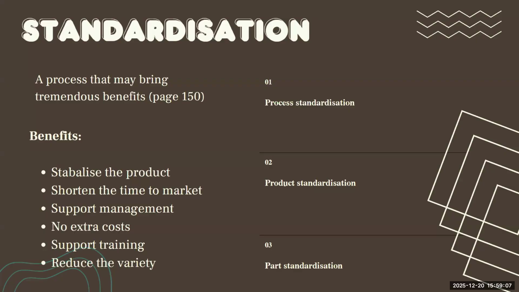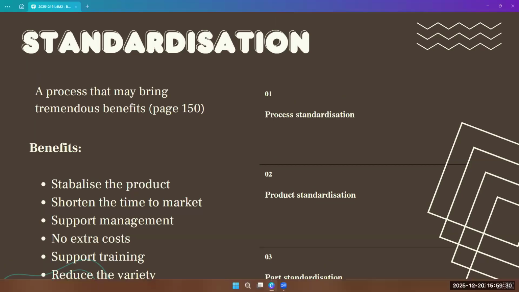And together, value analysis could be used in combination with standardization. We can break down the product and then standardize the part. So we have a combination of value analysis and standardization. You need to understand that as well. And there could be a question about both of these processes.